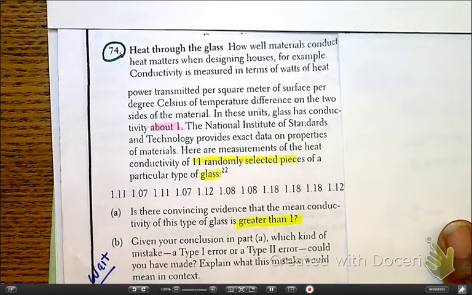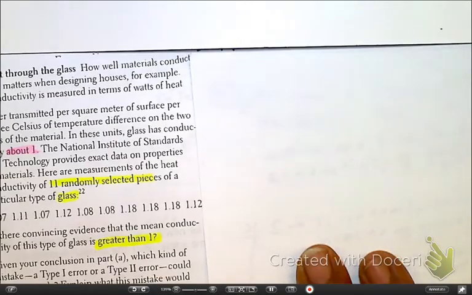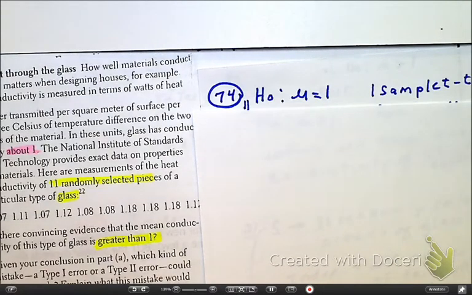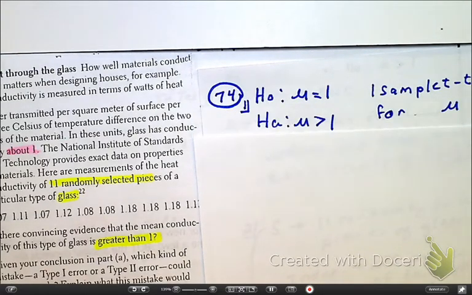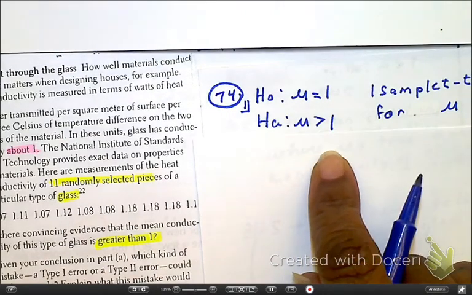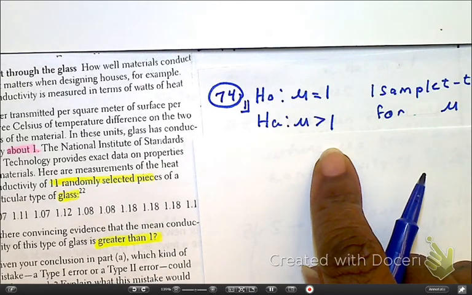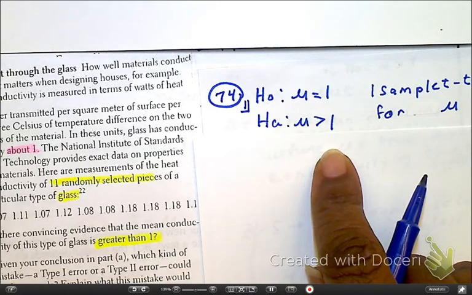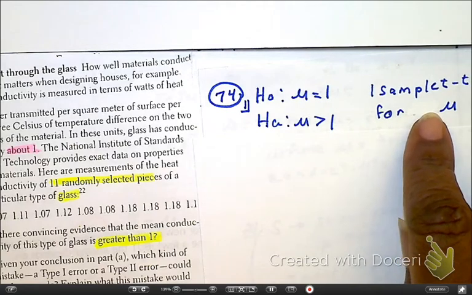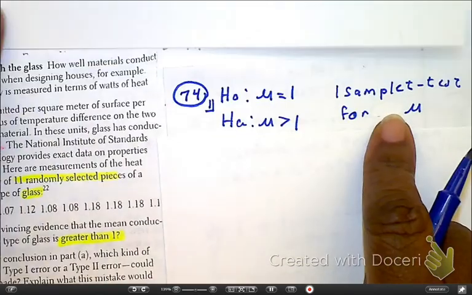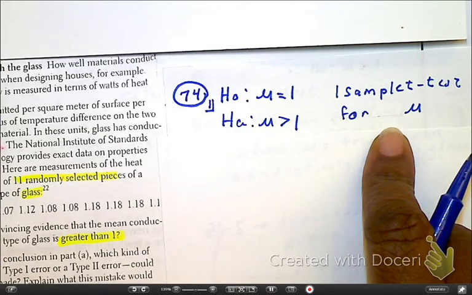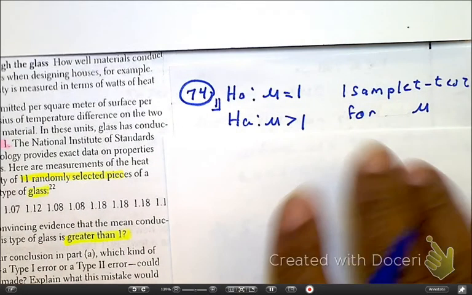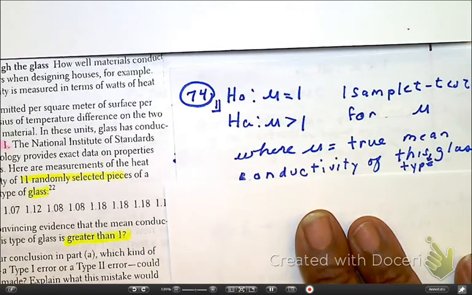Okay, so remember as we look at our 4 steps, here we know we have to determine our H0 and our HA. So we're seeing that it's going to be greater than or equal to 1. We're talking about the conductivity of a certain type of glass. We know it's a 1 sample t-test for mu. And the only reason I'm putting that there is because you guys are really getting confused between mu and p, etc.